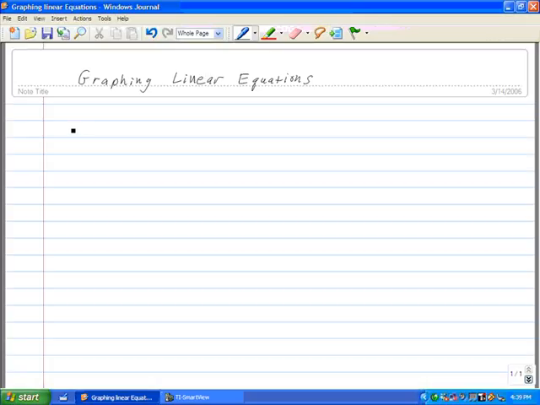So let's start off with 2x plus 3y equaling 12. Now the first technique that I want to look at is a technique with which you are just going to pick some ordered pairs. You're going to find an x and a y that solves the linear equation and plot it, followed by a second one and a third one to verify your results.